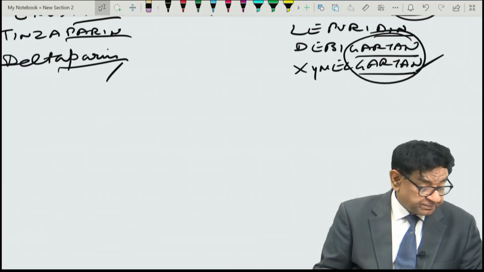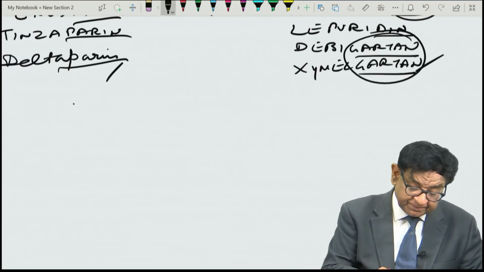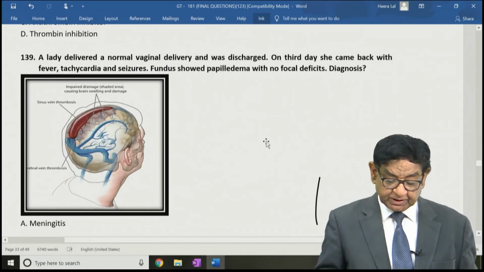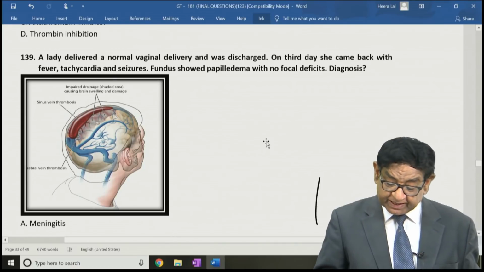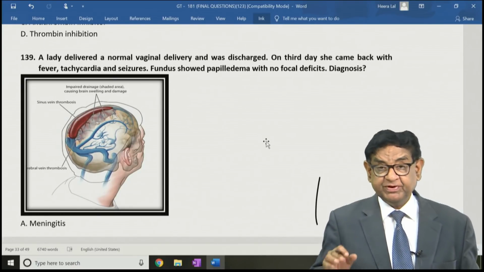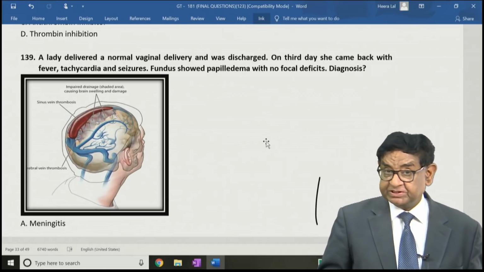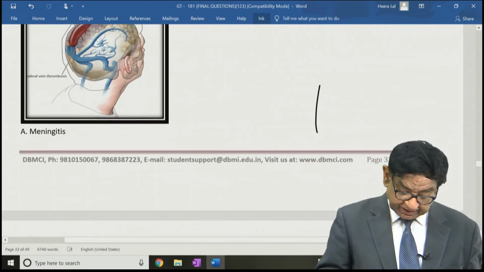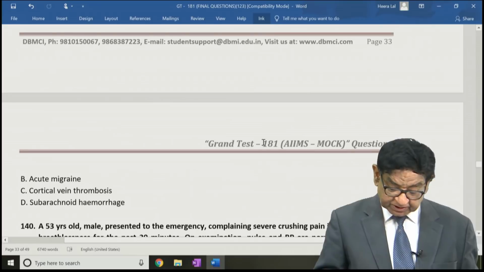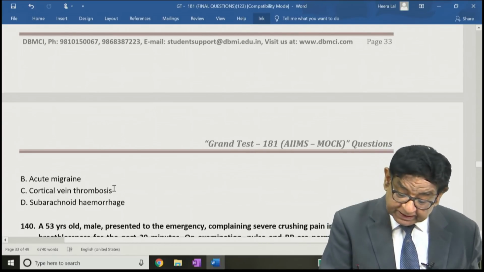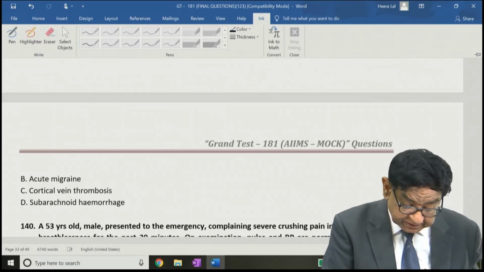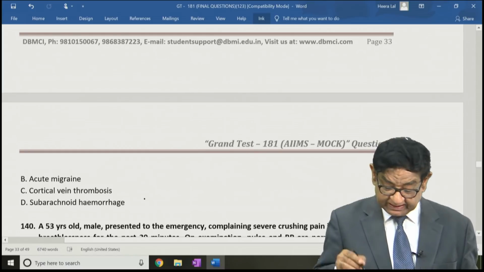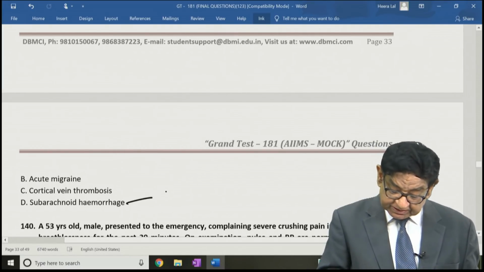So the answer of question number 138 shall be B, Bombay. Now 139. A lady delivered by normal vaginal delivery, was discharged, and on the third day she came back with fever, tachycardia, seizure, and fundus shows papilledema. This is the classical thing that we get in case of cortical vein thrombosis. Why is it the best answer? Let's analyze. Well, can it be subarachnoid hemorrhage? The possibility is less. Why? It is a sudden onset.